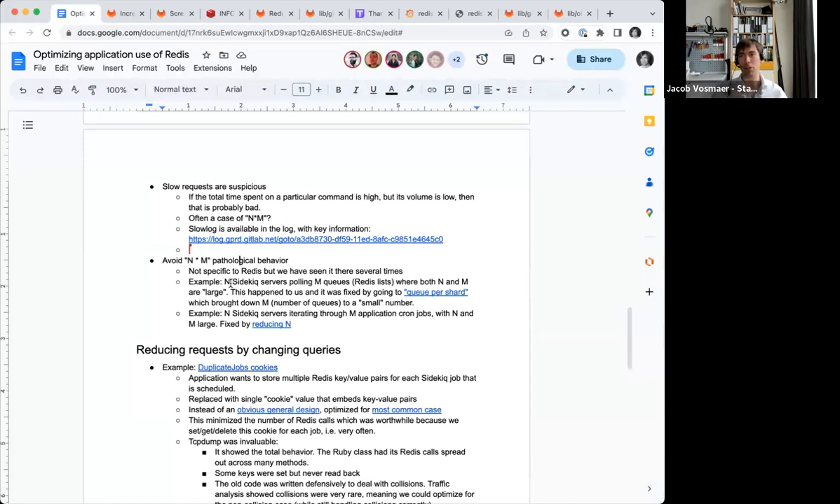Empirically, usually you can solve the problem by bringing down one of the large numbers. So all Sidekiq servers still have to do blocking pop, but that's okay, as long as they don't do it on a lot of queues.